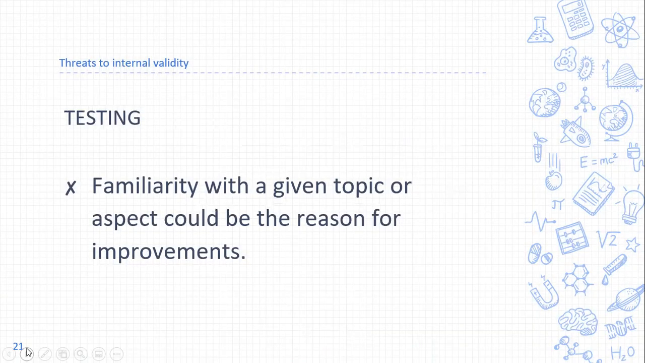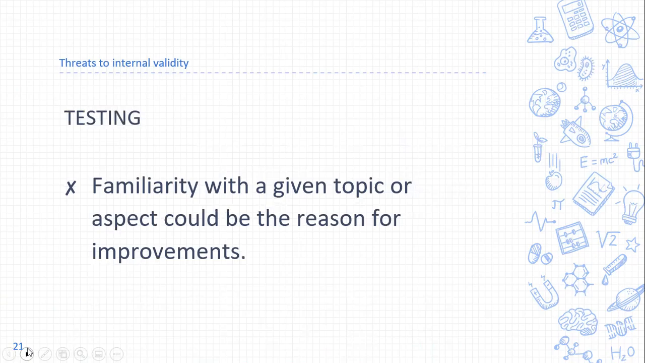Next, we have testing. This is familiarity with a given topic or aspect could be the reason for improvements. So when a given behavior or ability is tested multiple times, it could affect the performance of the participants and spoil the data. In this case, if the participants have been pre-tested and then gone through part of the study, they may do better in the post-study because they are trying to do better to match the expectations from the researchers. So that could be very bad for gathering data.